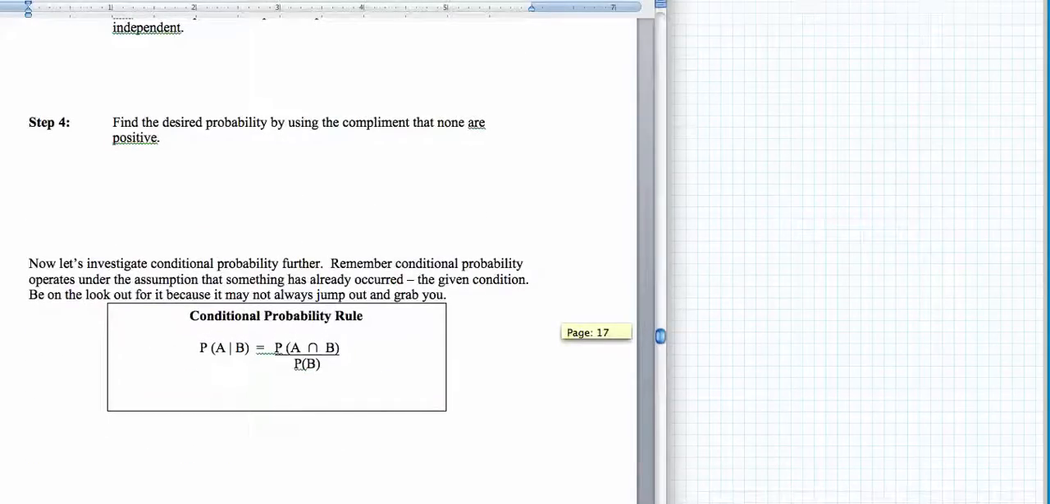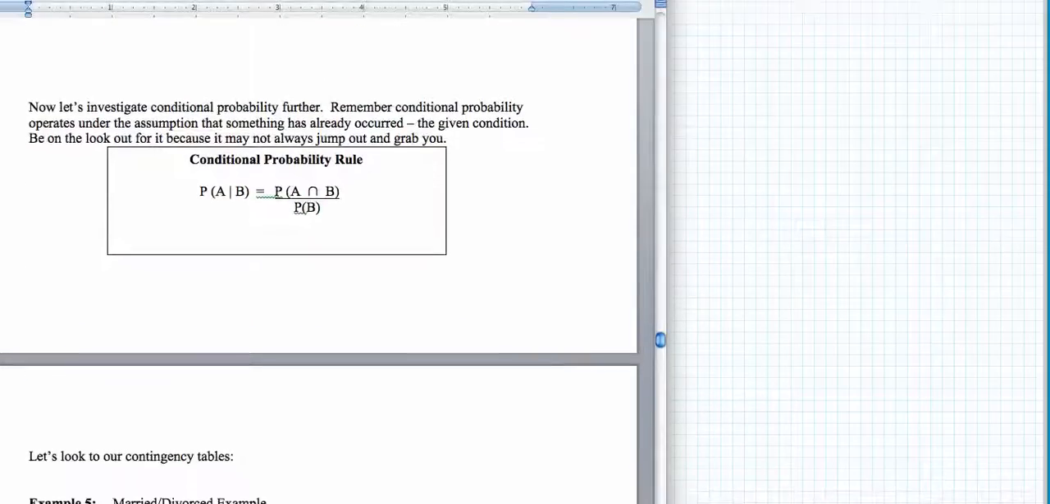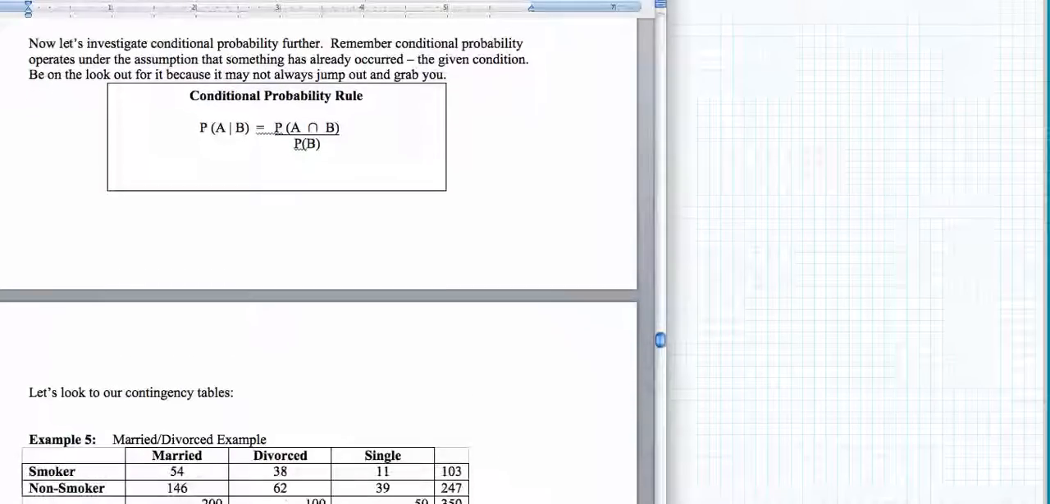Now let's talk about the conditional probability rule from that point. And what I would like to do here is go ahead and break the videos and start afresh for this conditional probability rule. And as you'll see, we're going to be working with our contingency tables, our two-way tables again.